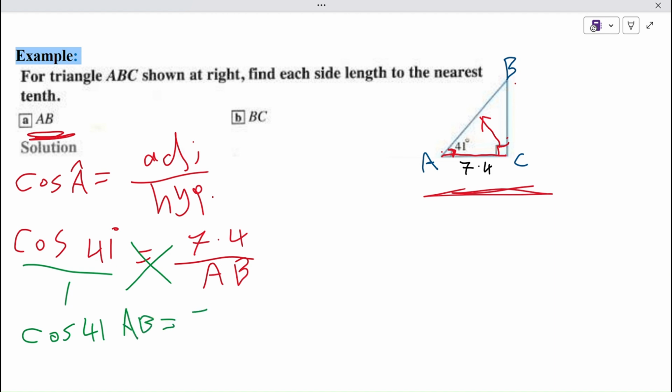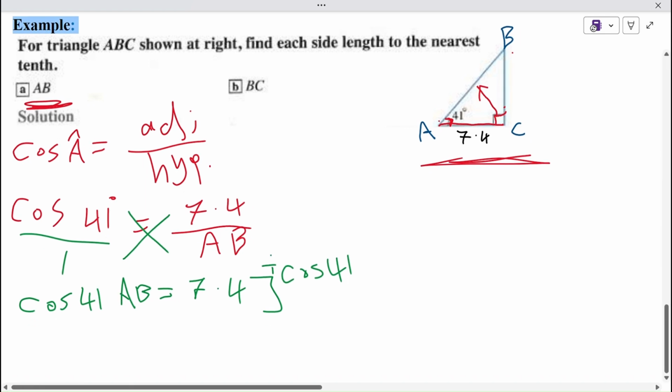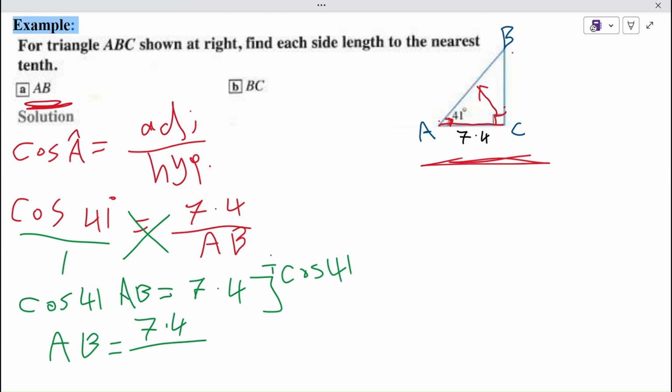Okay. Now, dividing both sides by cosine 41, we will get AB is equal to 7.4 over cosine 41. Guys, you can calculate it with a calculator, then you will get approximately 9.8. Okay, so AB is 9.8. This is the first request.